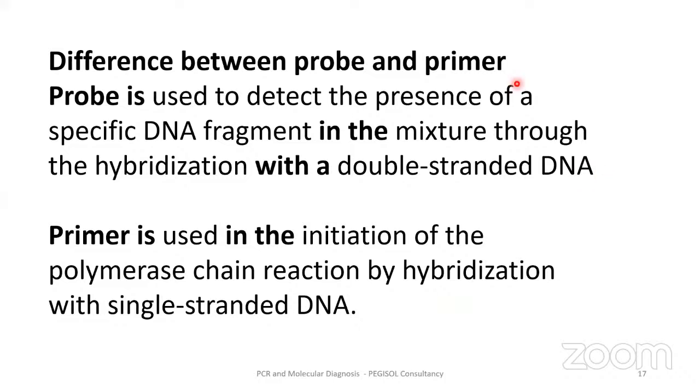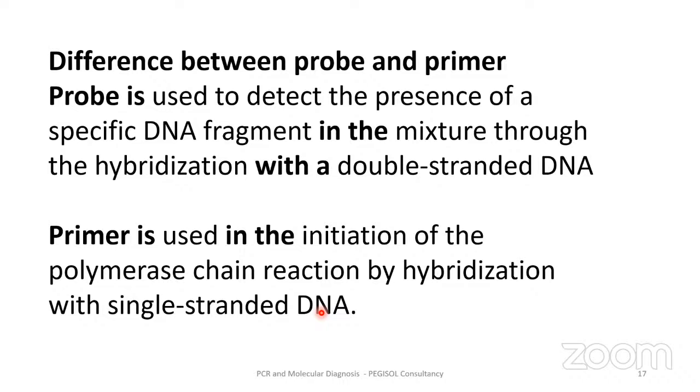So what is the difference between a probe and a primer? Remember when I was talking about hybridization, I mentioned a probe, and when I was talking about amplification, I mentioned a primer. A probe is used to detect the presence of a specific DNA fragment in a mixture through hybridization with double-stranded DNA. And a primer is used in the initiation, remember the word initiation, of the polymerase chain reaction by hybridization with single-strand DNA. You saw how I demonstrated the probe on double strand, used both ways. And I also showed you how we did an initial denaturation and then the primer started to anneal to a single-strand DNA. That hybridization takes place when two complementary strands come together and then they become amplified. So this is the difference between the primer and a probe.